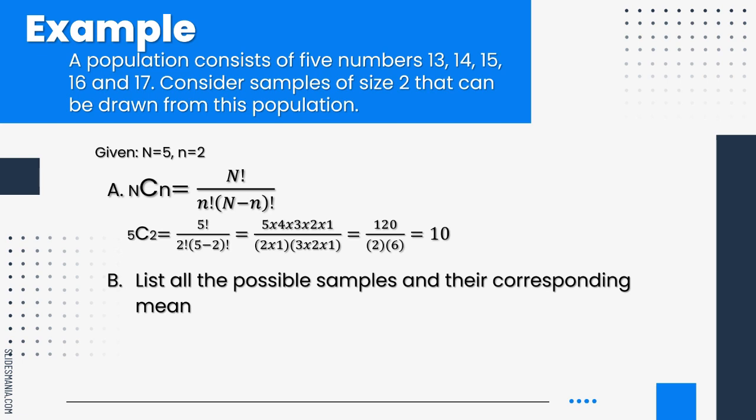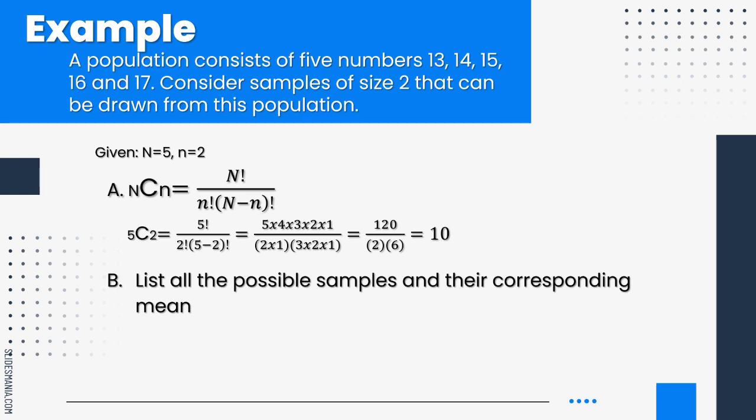Let's determine first the number of samples using the formula of the combination NCn, that is equal to the number of your population factorial all over the number of samples factorial multiplied to the quantity of the number of the population minus the number of samples factorial. Let's substitute the given in the formula.